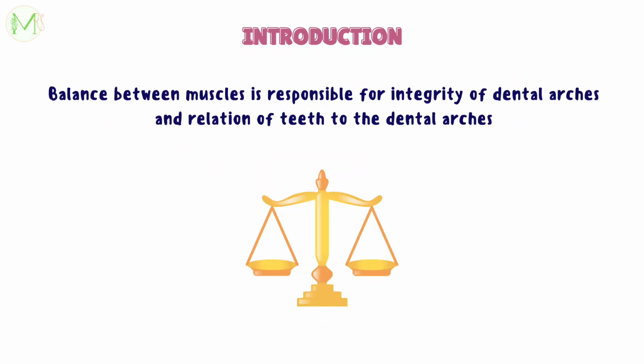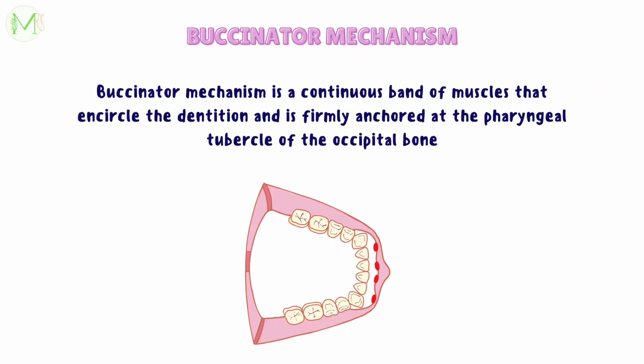So, the teeth and the supporting structures of the jaw are blanketed or encircled by muscles from all directions. In order to maintain the integrity of the dental arches and the relation of the teeth to the dental arches, balance between these muscles is very important. So from this, in short, we know that muscles are going to influence your dentition, right? With the help of this, we will see what the Buccinator mechanism is.